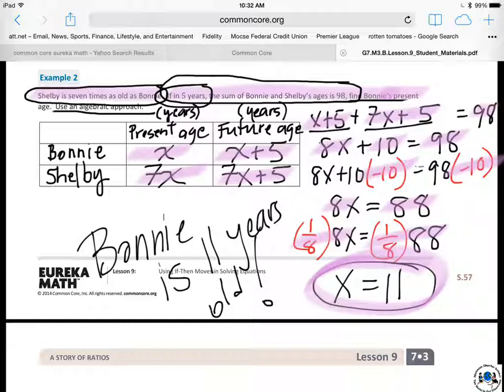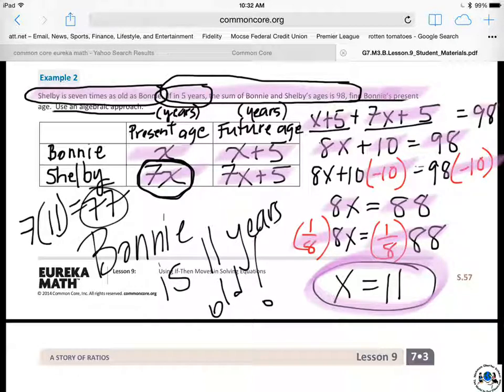11 years old. Okay? And I could also ask you, how old is Shelby? Now all you need to apply to Shelby is you could apply this one here, this present age. So Shelby, if she is 7x, she is 7 times 11, which equals 77. Okay, I know this question didn't ask that question, but I just did. Okay, well that is it.